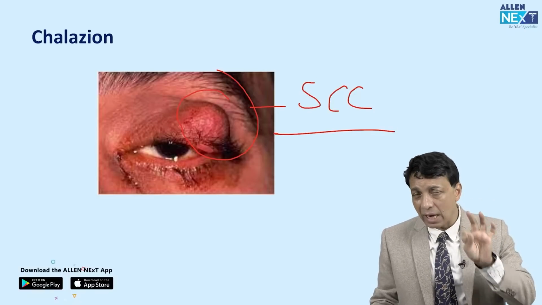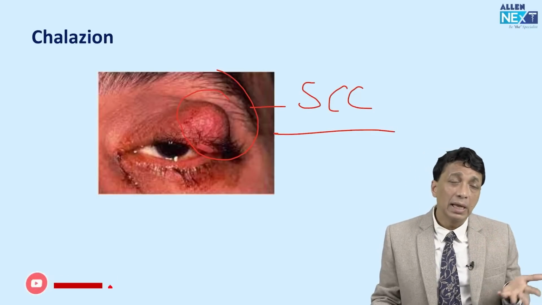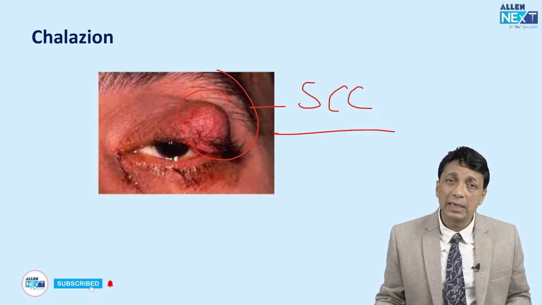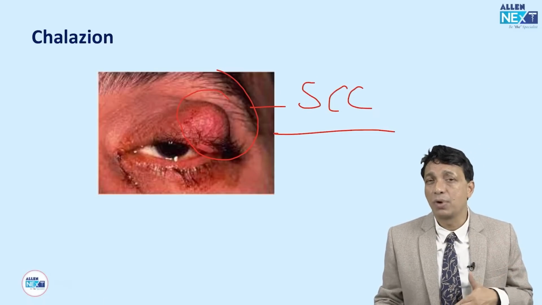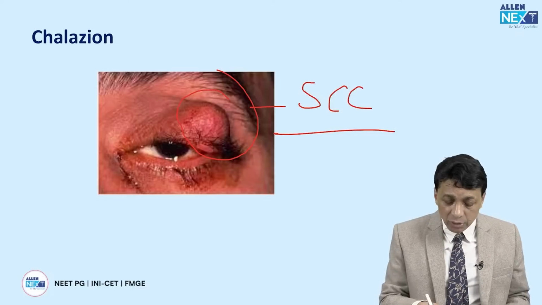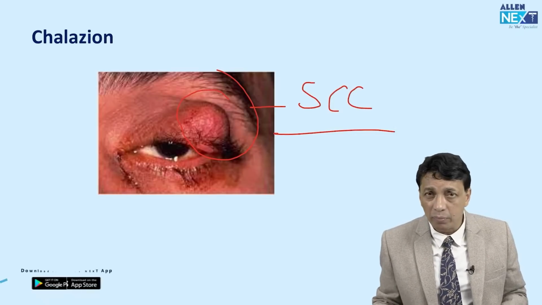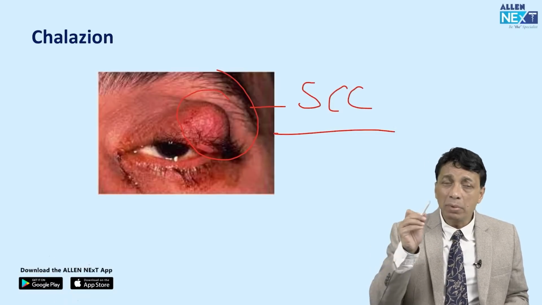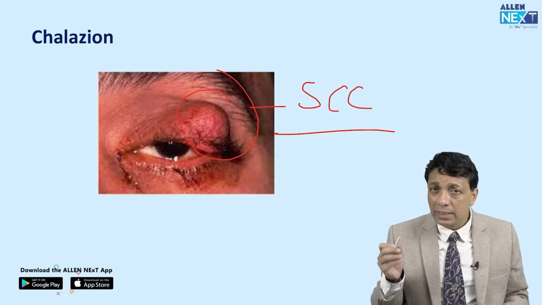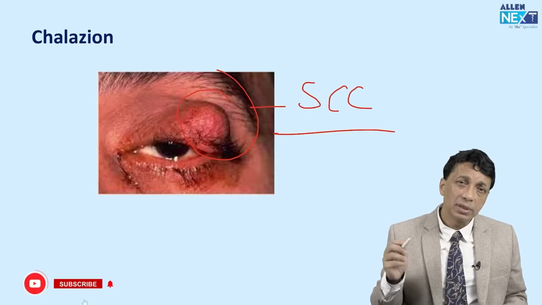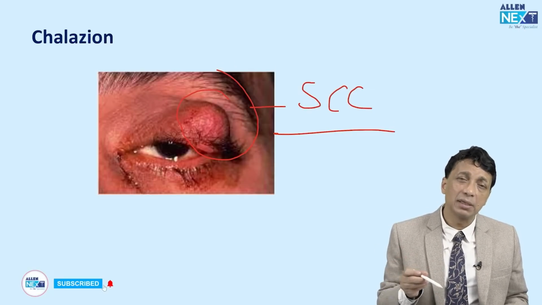So remember, a differential diagnosis of a recurrent chalazion in older women is likely to be a sebaceous cell carcinoma. After all, remember, chalazion is a chronic inflammatory granuloma of meibomian glands, and the meibomian glands are nothing but modified sebaceous glands. So a sebaceous cell carcinoma can very well attack the meibomian glands.